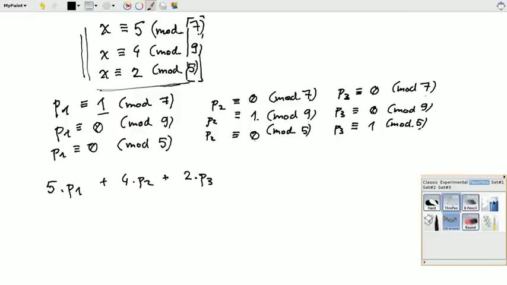So let's try and find those P3s, P2s and P1s such that all of those apply, and we will use that to compute x. Okay, so I'll start with computing the P1.